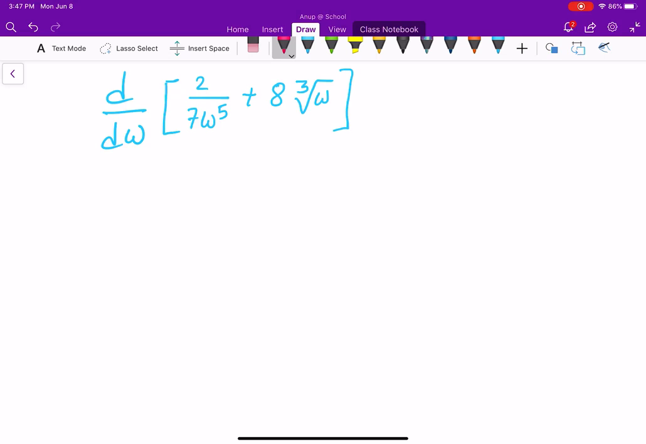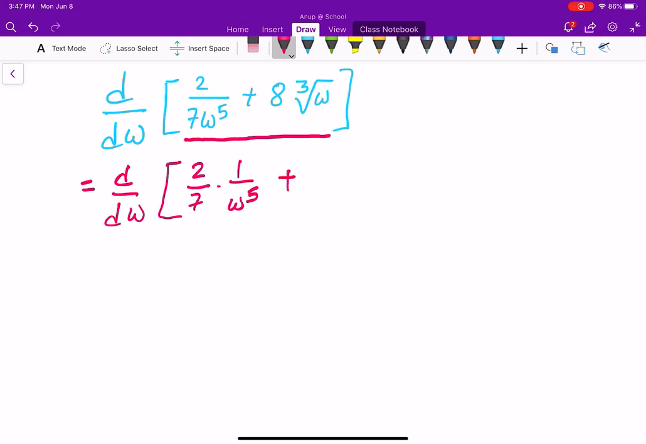Find the derivative of 2/7 times w to the power 5 plus 8 times the cube root of w, with respect to w. Let me rewrite this problem first. We are given to differentiate 2 over 7 times w to the power 5, and that can be rewritten as 2/7 times 1 over w to the power 5.